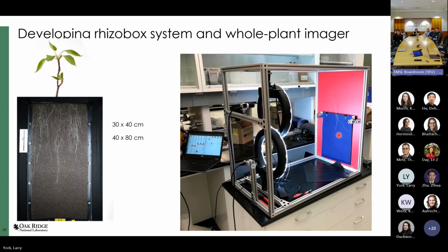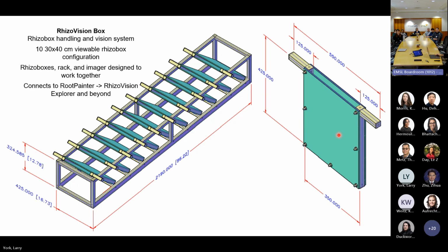A rhizobox is basically a thin box, and the roots are growing in 2D, typically at an angle. The roots are gravitropic, so they hit the glass and spread out. Not all the roots, but some proportion of them. If you can get good images, then we can automate the analysis.